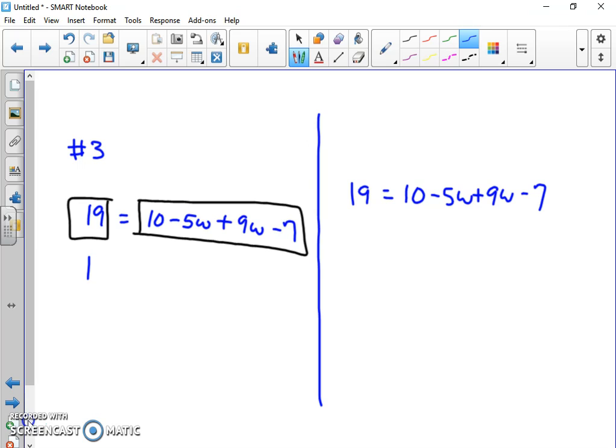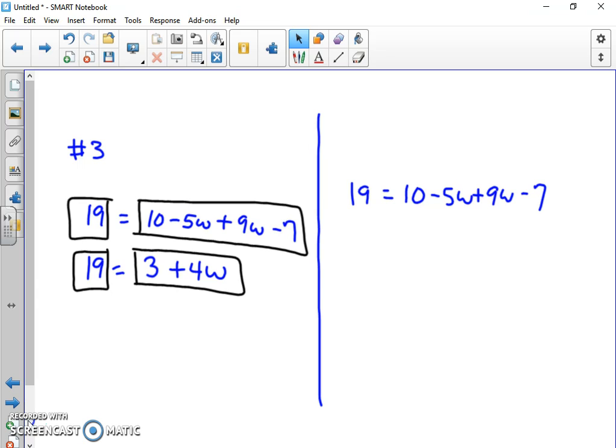All right, bring the 19 down. Inside the box we have 10 minus 7, which will give us 3. And we have negative 5w plus 9w. So negative 5w plus 9w gives us a plus 4w. I'm going to put my boxes around it again. See if there's anything I can do inside. Answer is no, so let's start solving this equation.